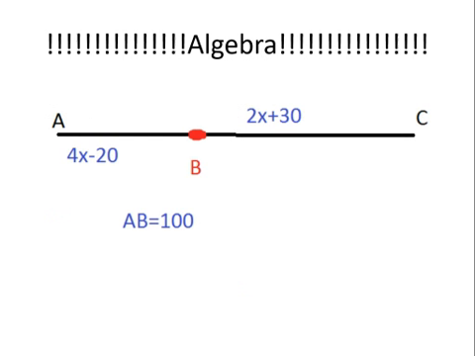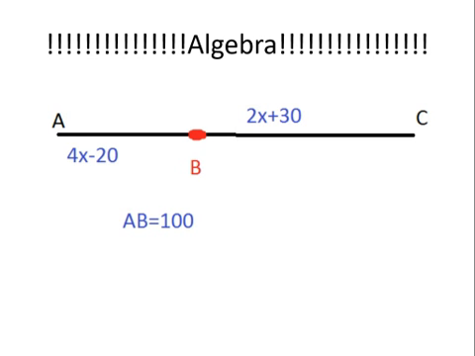So let's throw in some algebra here, since we're doing geometry. We have line segment ABC. AB is 4x minus 20, and we also know that AB is 100. BC is 2x plus 30. So what I want you to do is take a second and find the value of x.